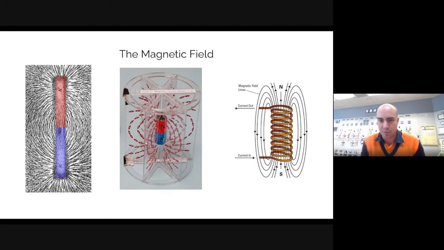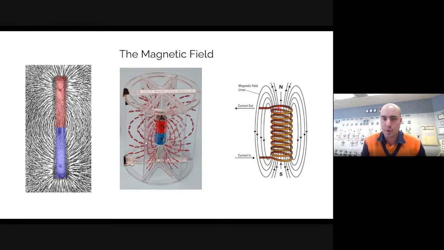So that's the best way that I've wrapped my head around it, and we'll talk a little bit more about that in a minute. Then we've also got on the right there, it is worth noting that you don't just need a bar magnet or a permanent magnet to get a magnetic field. You can also make one out of a coil of wire by passing current through it. So that's quite a useful thing.